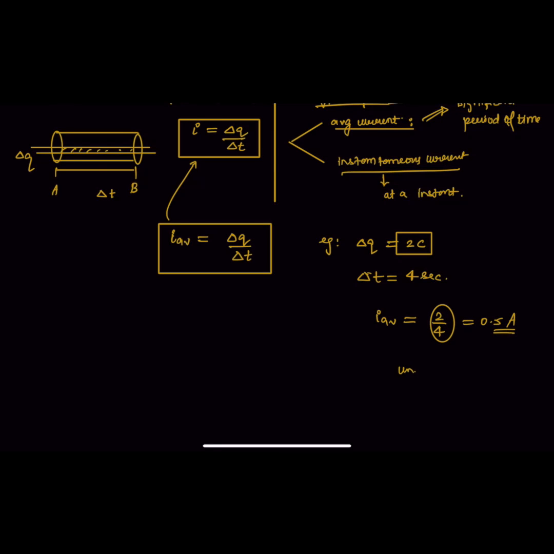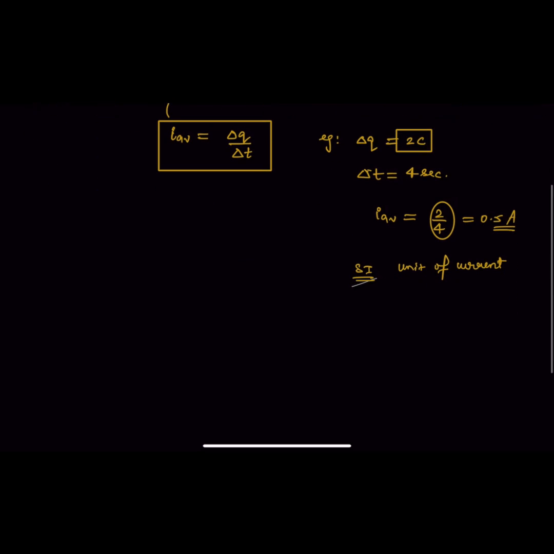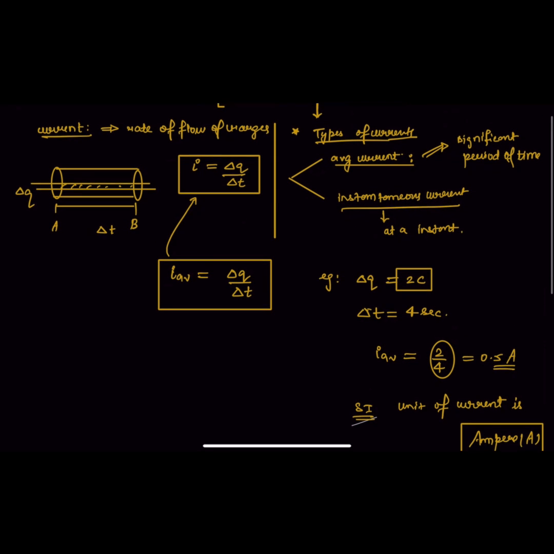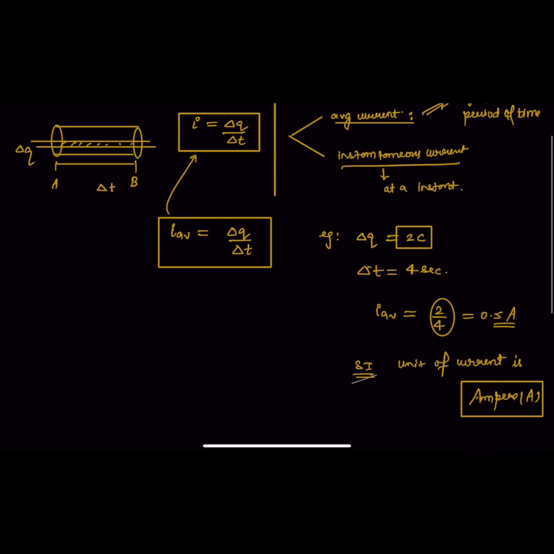Okay, so the unit of current, or I would say the SI unit of current, that you can also note down, is ampere, which is named after a scientist. So we have got to know the meaning of average current.